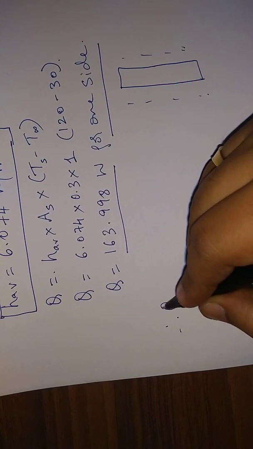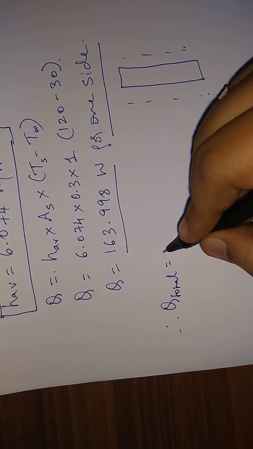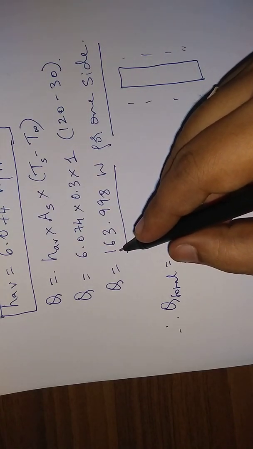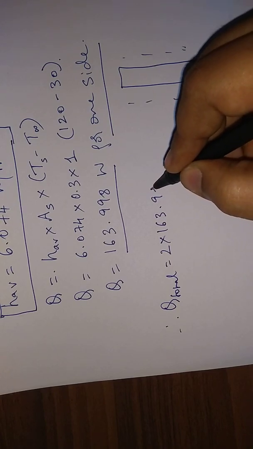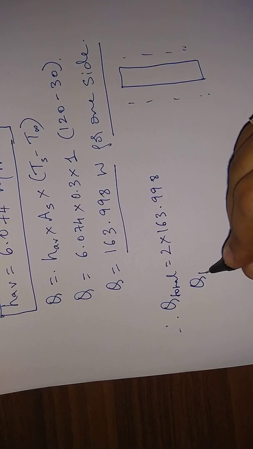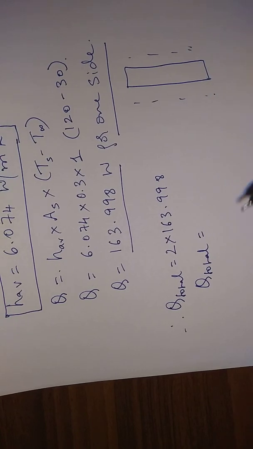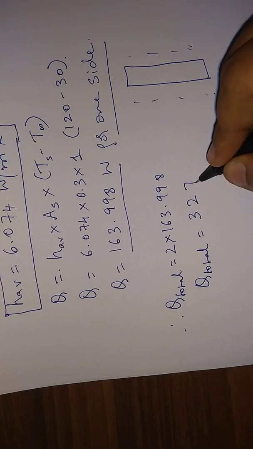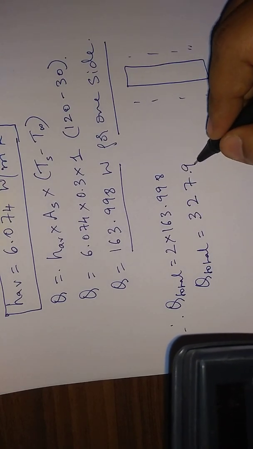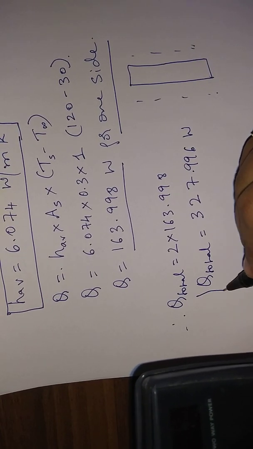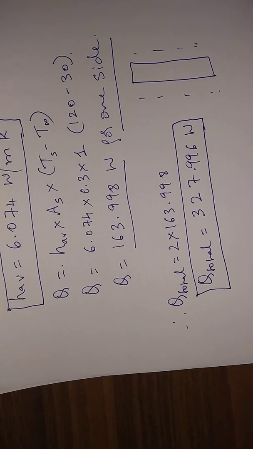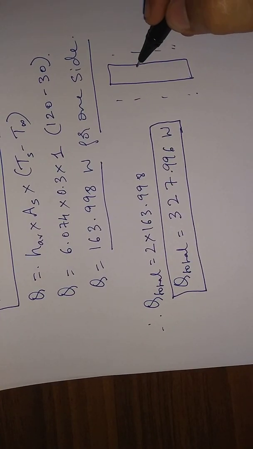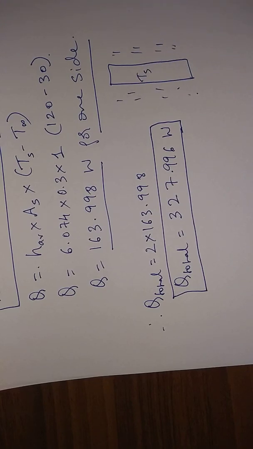Therefore, they have asked us to calculate Q total, so you have to multiply this by 2. It is 2 times 163.998, so Q total comes out to be around 327.996 watts. Please make a note of it. Like this you are supposed to find it out.